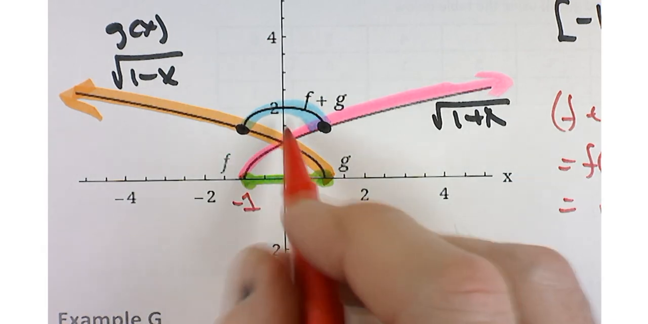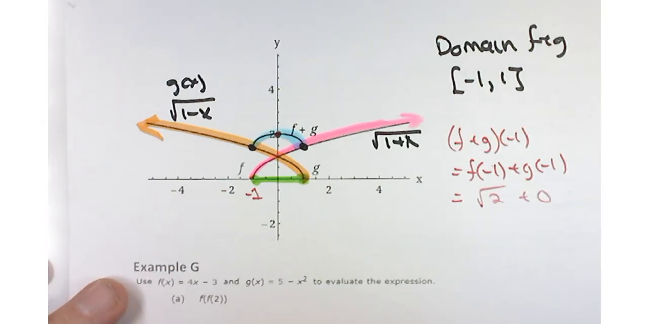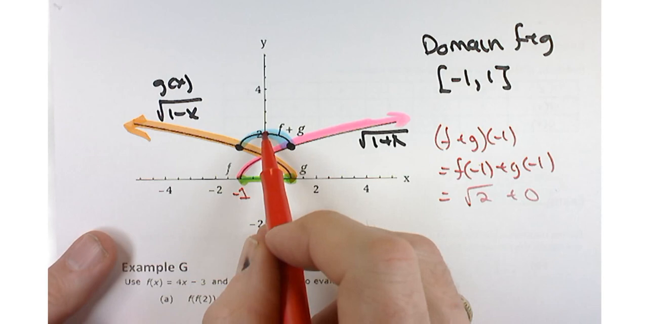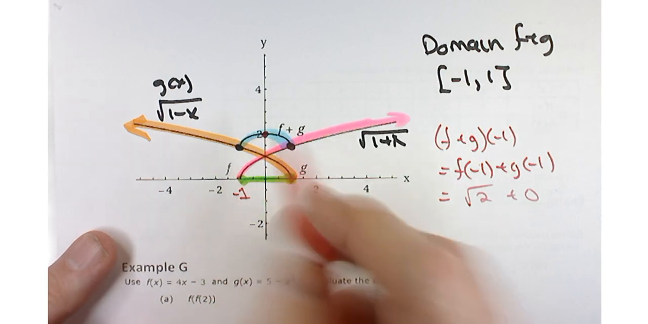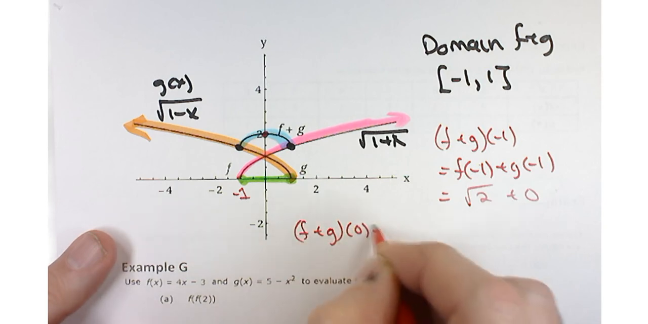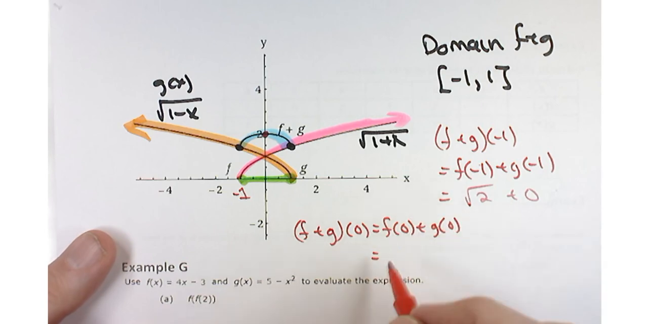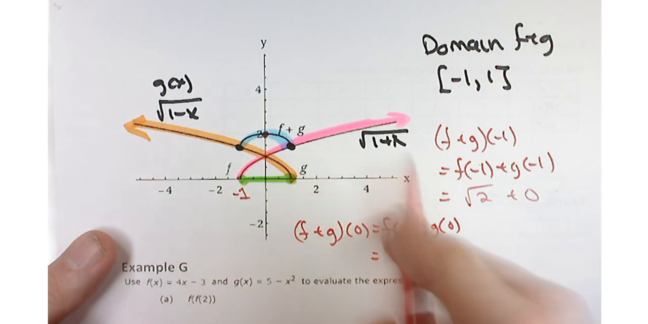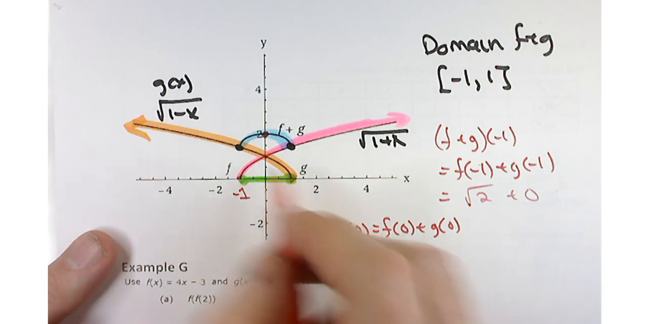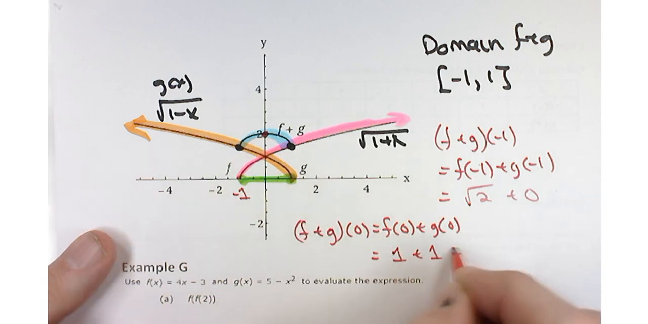Or for instance, if I wanted to find this point, f plus g of 0, it'd be f of 0 plus g of 0. F of 0, you can get that from the graph. F of 0 is actually a 1. Oh, right, 1 plus 1 would be 2. And if you look at our graph, you're getting 2.